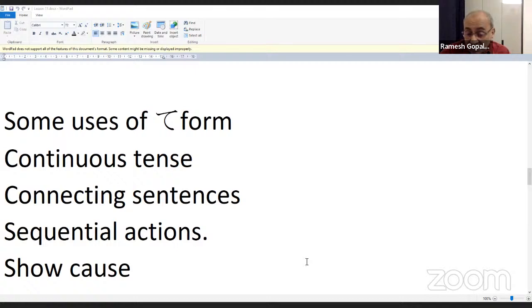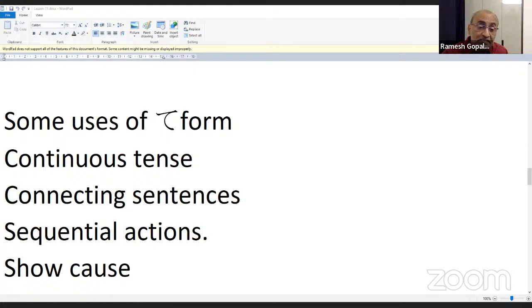It might not be in that sequence. There are so many things you would have left out, but the listener doesn't bother. It doesn't matter to the listener. The listener has listened to the speaker saying something, and he will understand that to have happened in that kind of sequence, nothing else. So sequential actions. Then I told you to show cause. It's also kind of sequence only. You did this and then this happened. This caused this. So you can say because of this, this.